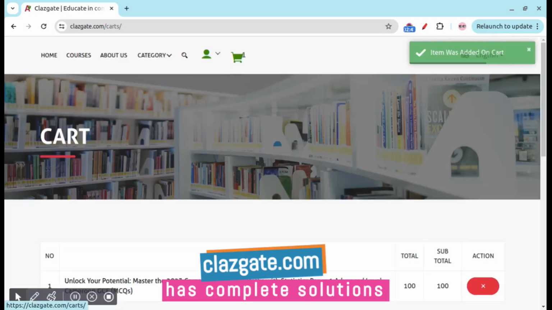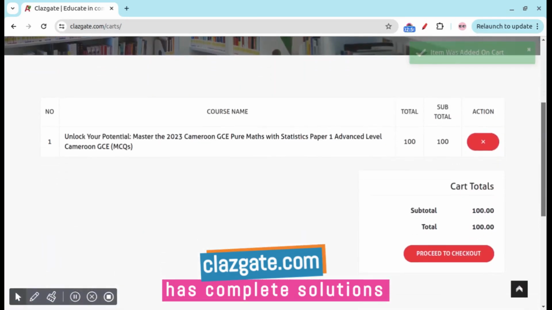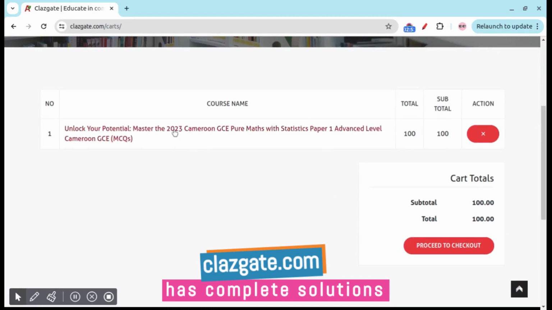We have clicked the cart icon and we are waiting. And you see, this is what is in our cart. We have Cameroon GCE 2023 pure math with statistics paper 1 advanced level solutions MCQs, and it's 100 francs. So the total we're paying is 100 francs, no charges. Just proceed to checkout. Click the proceed to checkout button like I have done.